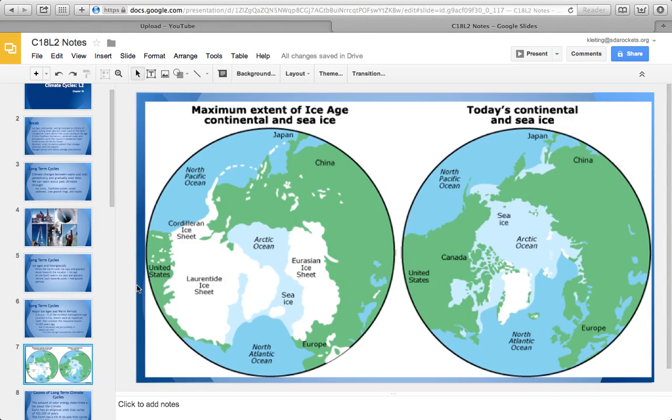Here you can see how much the ice sheets have spread, going deep into the United States, and this would be the current ice sheets, how much less ice there is there.